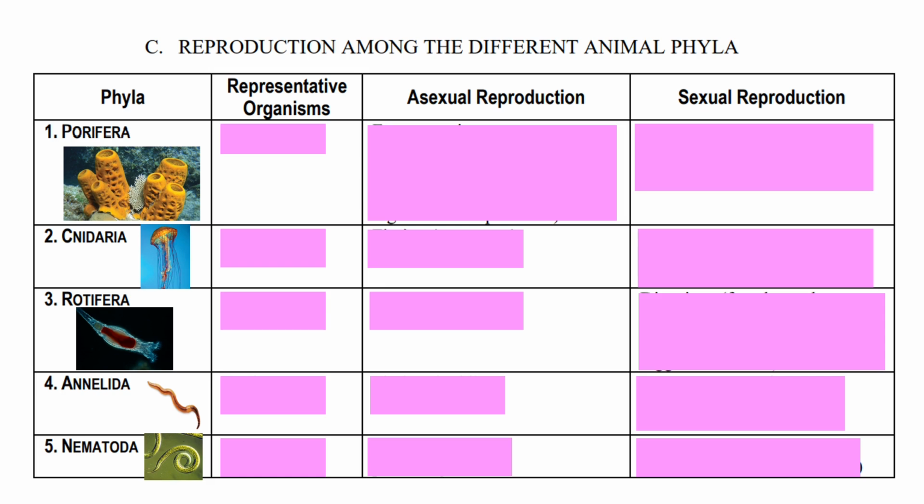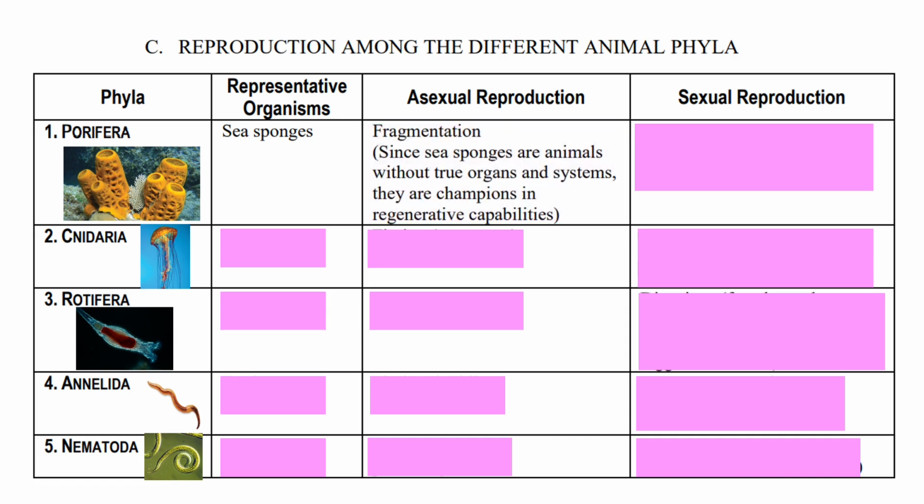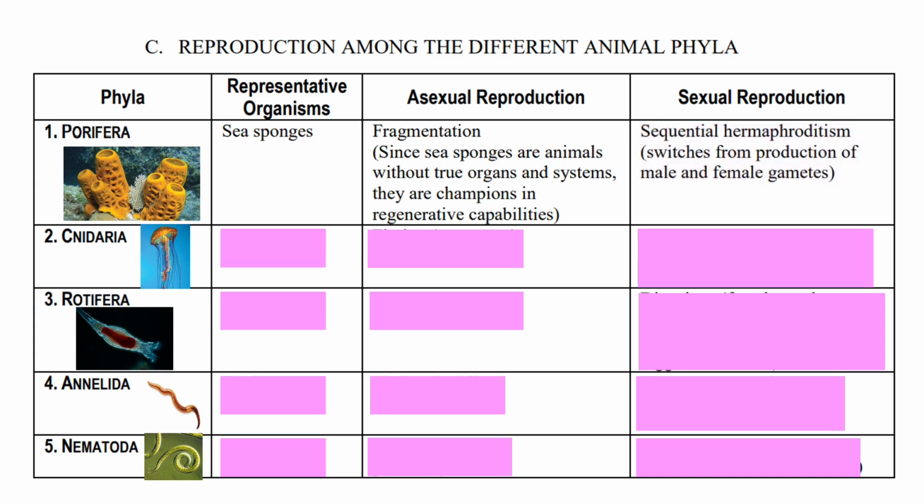Alright, let's just go through this very fast. This would be the reproduction among the different animal phyla. So you have poriferans, sea sponges. The mode of asexual reproduction is fragmentation. The mode of sexual reproduction for sea sponges is sequential hermaphroditism. So one time sperm cells are produced, the next time egg cells are produced.